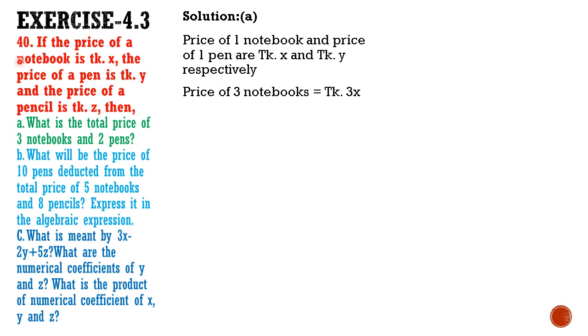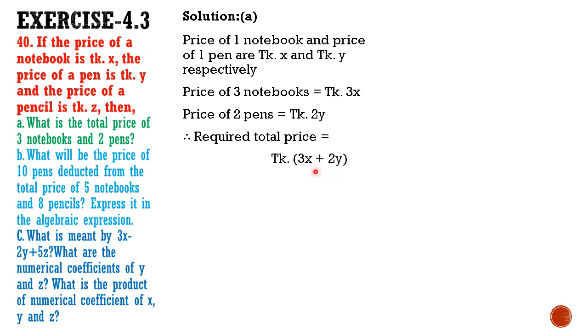The price of a pen is taka Y. After that, the price of 2 pens equals taka 2y. Now the required total price: you know total means addition, and we will add the price of 3 notebooks and the price of 2 pens. So taka 3x plus 2y is the desired answer of A, my dear.